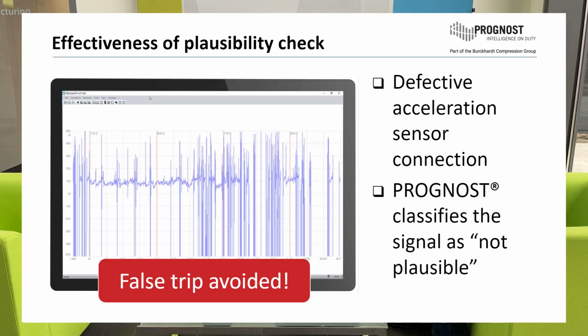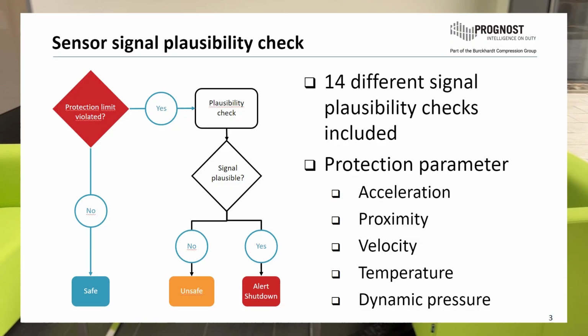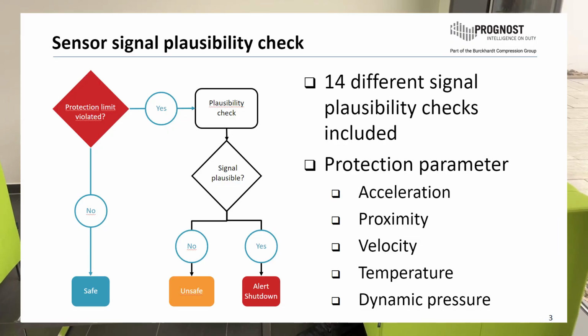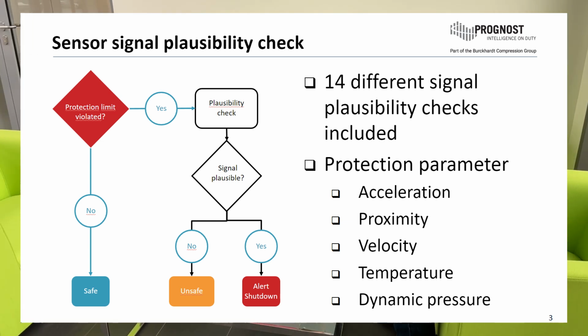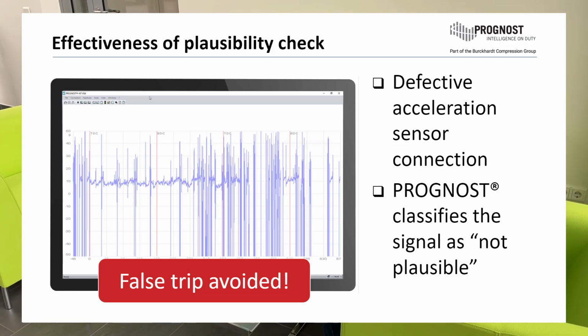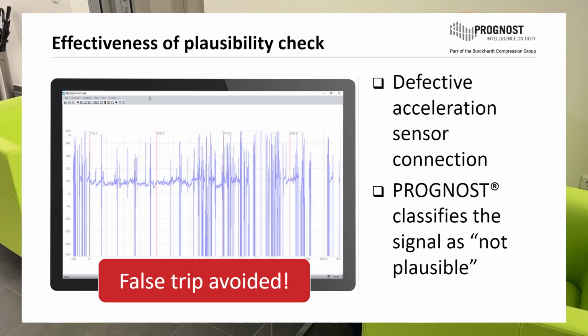We have just one example here. This is one signal, and if you see the signal, it looks very strange. People that know a little bit about vibration monitoring can see directly, okay, this is not real, because this is not a signal that a normal sensor would produce. This was detected by our system as not plausible, and as a result, the false trip was avoided. Of course, you don't want a false trip because then you have unnecessary downtime.